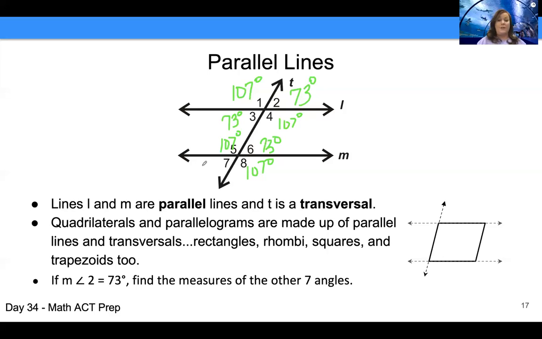This is 73, this one's 73. Why? Because they're vertical. But I only paid to get the measurement of one angle. That's why geometry is important.